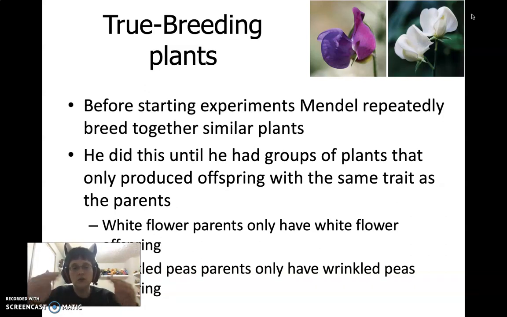So when he started to cross them, he knew that, for example, for the flowers, he only had purple characteristics in one set of plants and white characteristic flowers in the other set of plants.